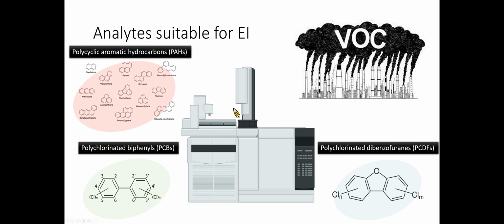GC-EI mass combination is especially successful in monitoring environmental pollutants such as polycyclic aromatic hydrocarbons, polychlorinated biphenyls, polychlorinated dibenzodioxins, polychlorinated dibenzofurans, and other volatile organic compounds.